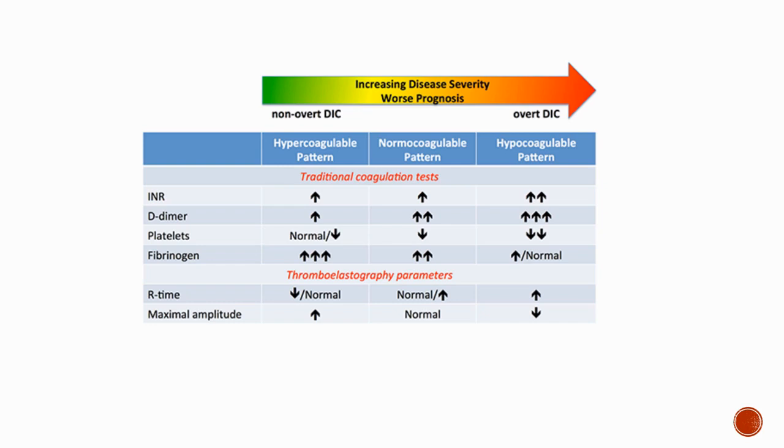In early DIC, if the TEG is showing a hypercoagulable pattern, why are we not administering anticoagulants based on the hypercoagulable pattern of TEG? We have to see the clinical picture of the patient also. The TEG was showing a hypercoagulable pattern, the R time was decreased, the K time was decreased, but you see that the patient was bleeding. So if we administer anticoagulant, the patient will bleed further. In this case scenario, the patient was progressing towards an overt DIC. So to prevent it, we have to administer FFP to the patient.